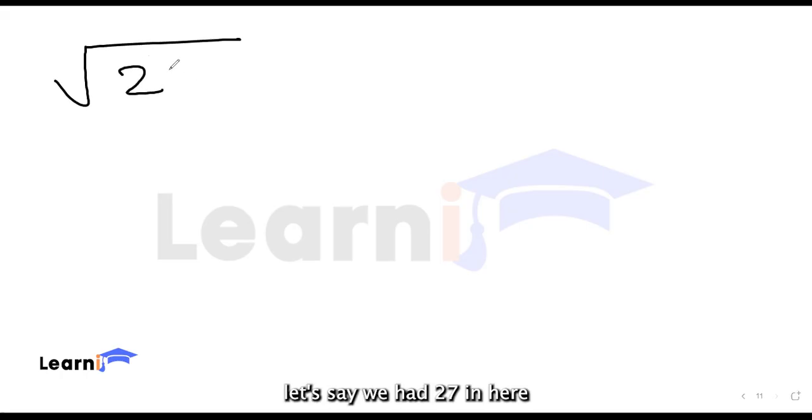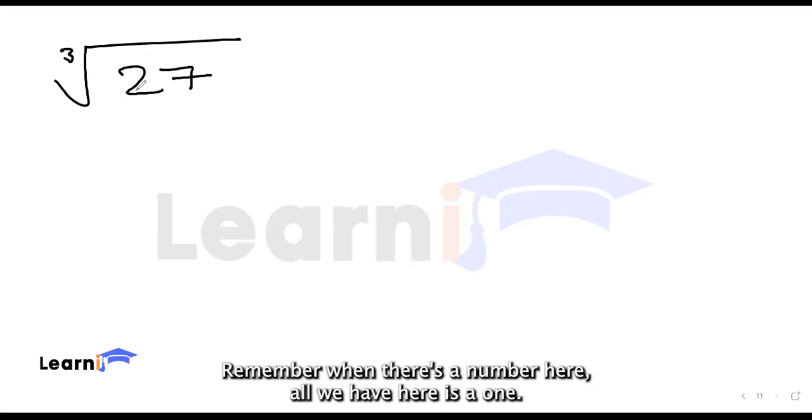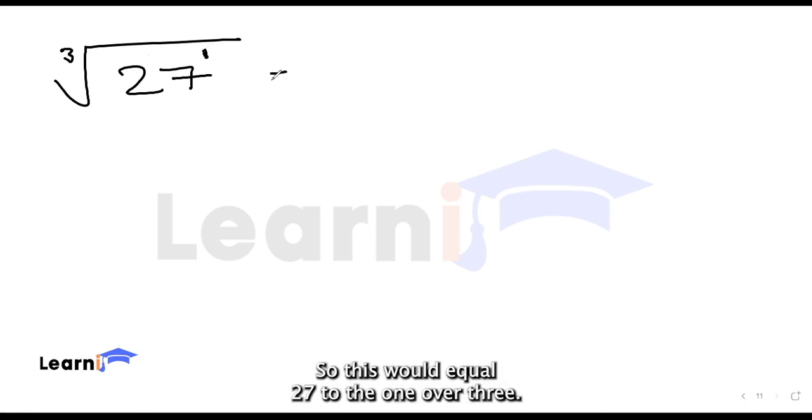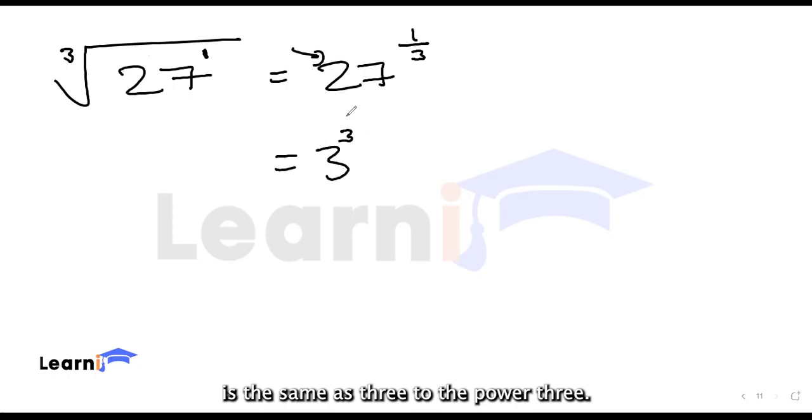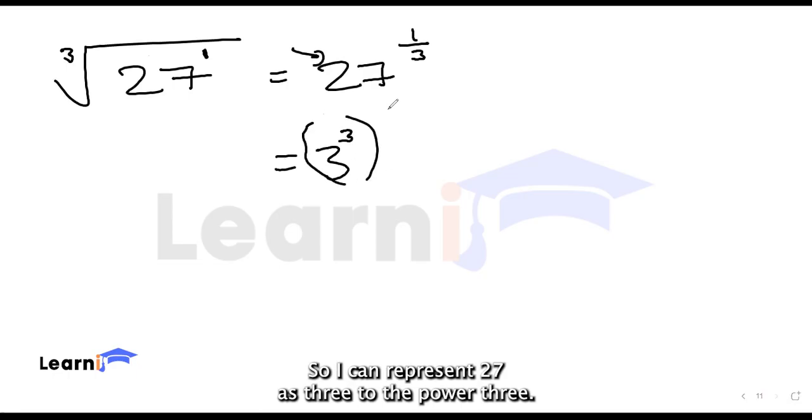Let's say we had 27 in here, and there was a cube root of 27. Remember, when there's no number here, all we have here is a 1. So this would equal 27 to the 1 over 3. Now, it just so happens that 27 is the same as 3 to the power 3. So I can represent 27 as 3 to the power 3.